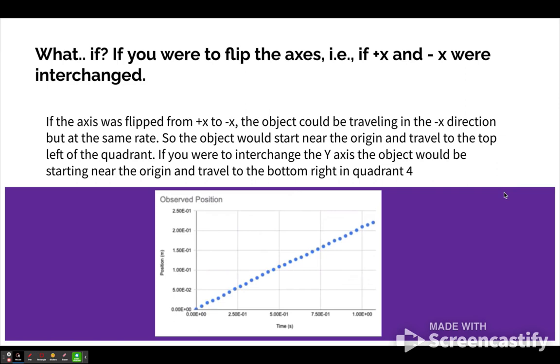So for the questions: what if you flip the axis, if plus x and minus x were interchanged? If you flip the axis from plus x to minus x, the object will be traveling in the minus x direction at about the same rate. So it would start near the origin and travel to the bottom of the left quadrant. If you were to interchange the y-axis with the negative y-axis, it would start near the origin and travel to the bottom of quadrant 4. So in either case, it would still be linear, but it would be traveling in a different direction.